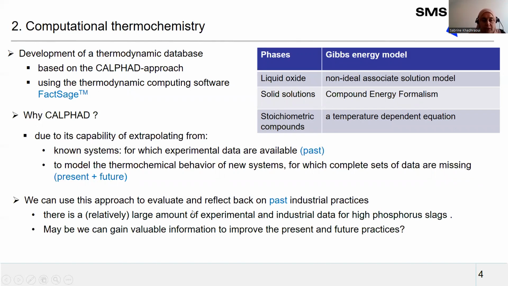And we can use this approach to evaluate and reflect back on past industrial practices. So we have a large amount of experimental and industrial data for past practices, where high phosphorus slags were reduced and high phosphorus iron ores were used in the past. And then we may gain valuable information from that to improve present and future practices. So this is the main idea.